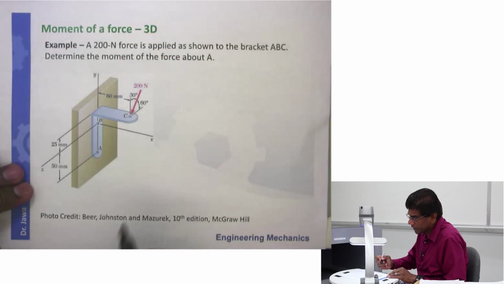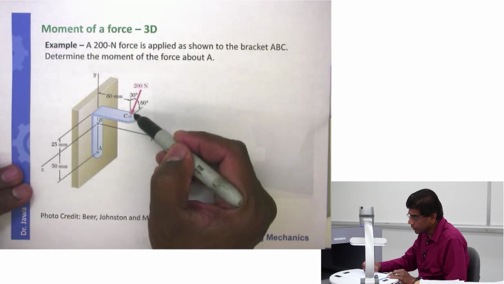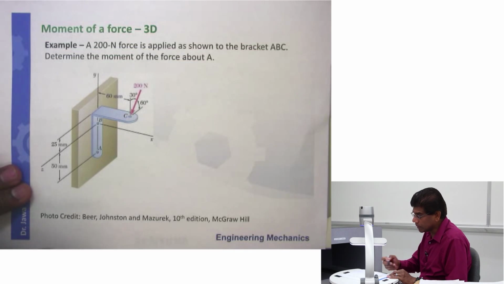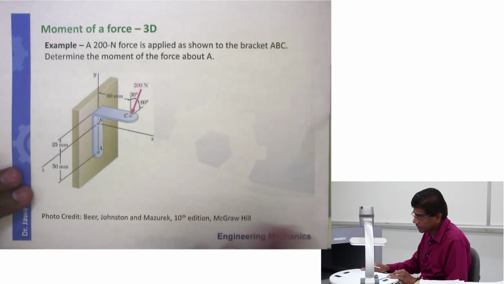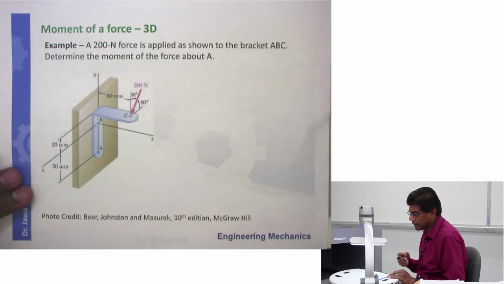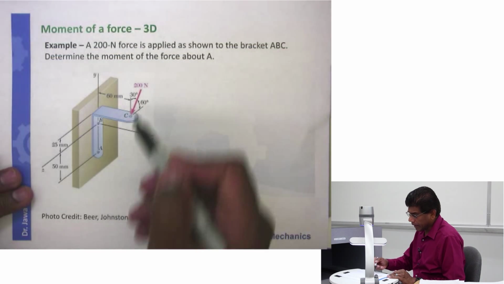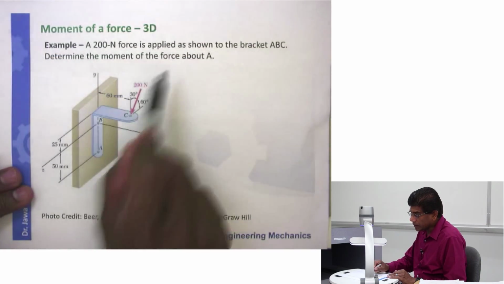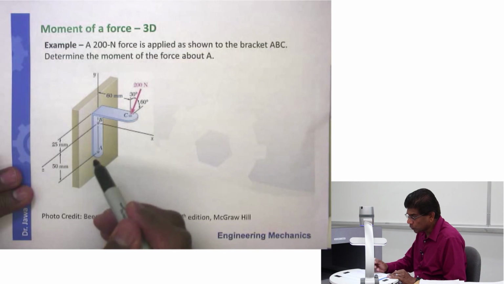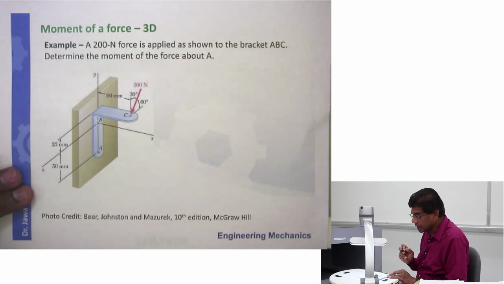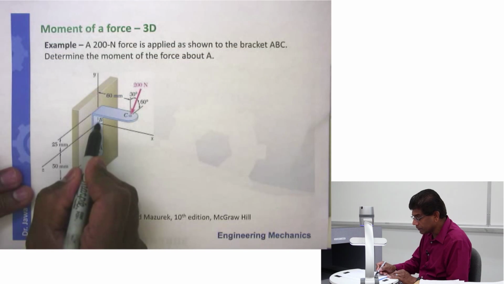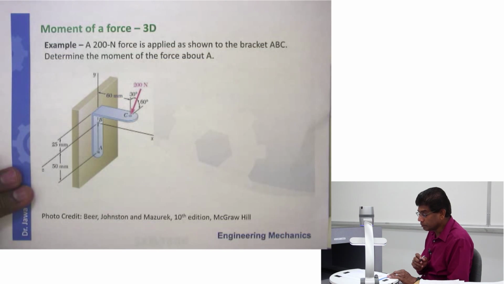Here is a problem from Beer and Johnston. A 200 Newton force is applied as shown to the bracket ABC, a common problem that you encounter in our everyday life. You use these brackets for mounting doors, mounting different devices, and the force is applied. It's in 3 dimension, as you can see. And we want to find the moment of this force about point A. In this particular case, they already gave you a coordinate system, x, y, z, with origin being at point B.